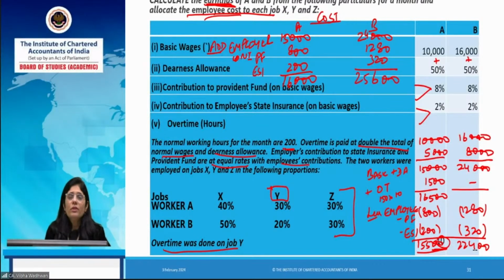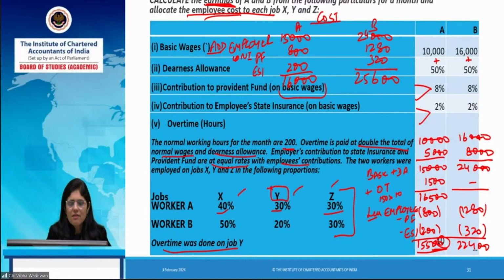1,600. So to the employer, for employee A, the cost is 16,000 and 25,600 for B. Now you apportion 16,000 to X, Y, and Z in the ratio of 40%, 30%, and 30%. This is how we do.